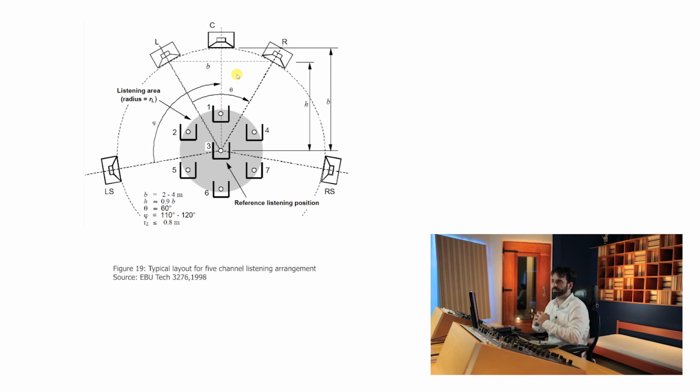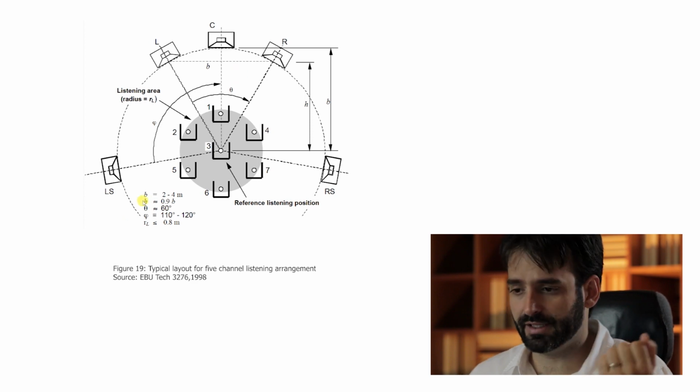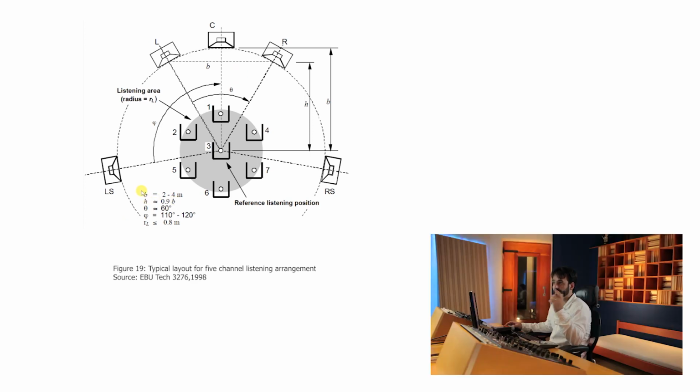The distance between the loudspeaker and the listener is always the same from left, right, center, left surround, and right surround. The distance should fit the tolerance range between 2 and 4 meters. This distance is recommended for monitoring 5.1 as well as 2 channels.